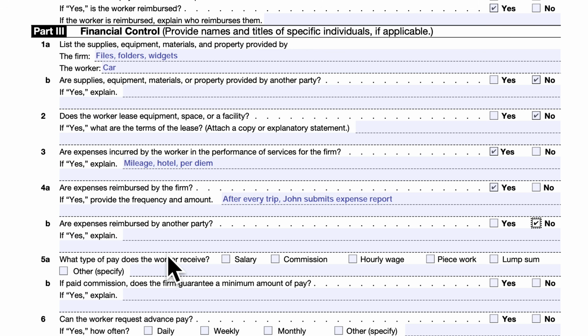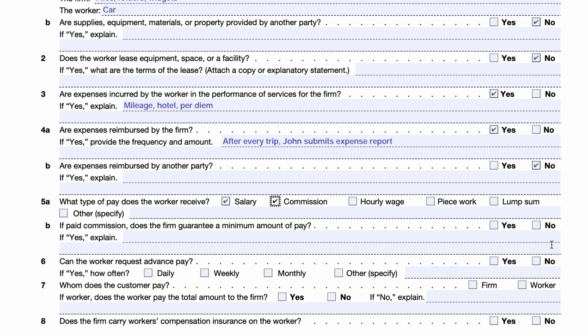What type of pay does he receive? Let's just say it's a salary plus commission. Of course, you can check whatever you want, whether it's per piece, whether it's an hourly wage, lump sum. If he's a commission, does the firm guarantee a minimum amount of pay? In this case, no, it's eat what you kill. Can he request advance pay? He can request advance pay every 6 months.